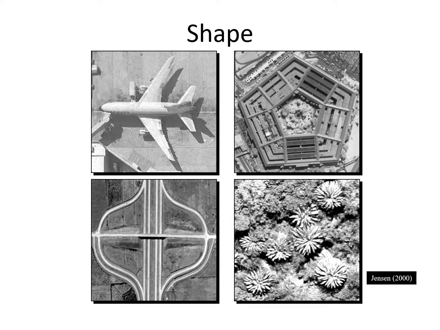Here are some examples. When you're looking down from above, an airplane doesn't look like much of anything other than an airplane. All other features are more geometric, like the Pentagon. You can also see how some road designs look quite dramatically different, as well as trees and flowers and vegetation and how they look different.